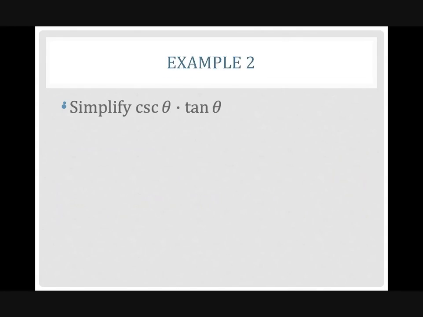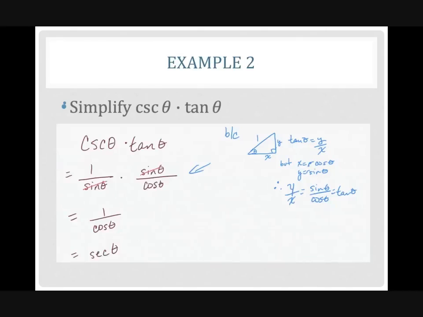So now we have to simplify cosecant of theta times tangent of theta. So you can write this as 1 over sine of theta times sine of theta over cosine of theta. Notice how both sines cancel or simplify to be 1. Therefore, this is 1 over cosine of theta, which is also known as secant of theta.